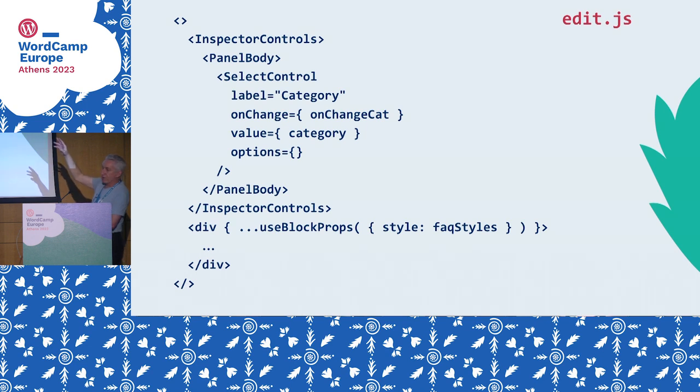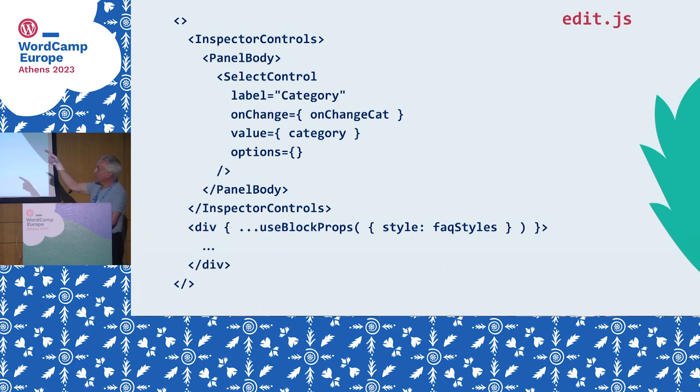InspectorControls will add it to the sidebar panel where you're used to seeing all your color editing stuff. PanelBody just formats it nicely inside the inspector panel. And if you've got lots of different controls, you can also use PanelBody to categorize them and label them. And then inside that, you have the actual SelectControl where we're going to have our drop-down with the different categories for the user to select.